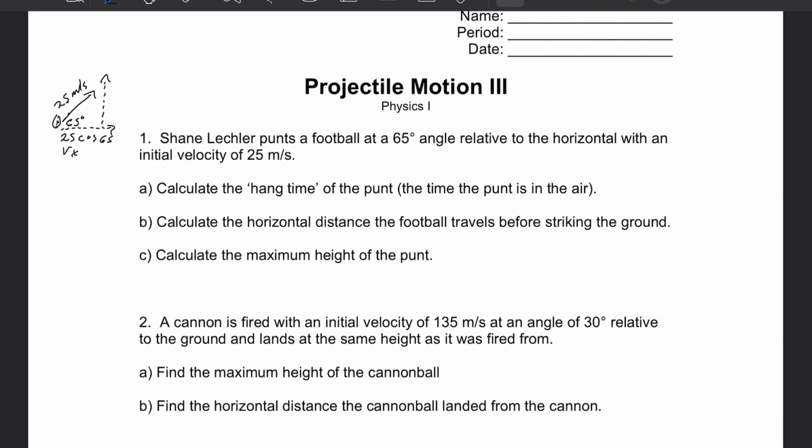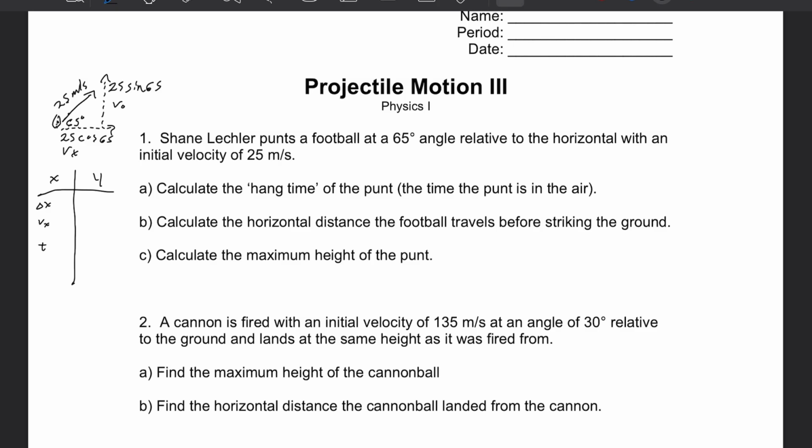The Vx horizontal is going to be calculated as 25 cosine 65, cosine because it's adjacent to the angle. On the opposite side, we use sine, where we're going to use 25 sine 65. So hypotenuse, function, angle for each.